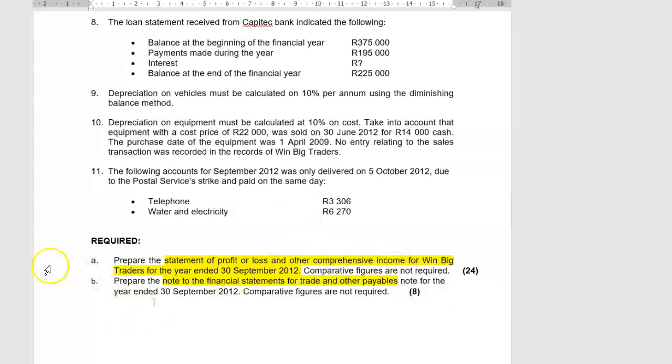So again, on your template, where you've already written down your template for trade and other payables, there it's advisable to say income received in advance, 20,000. And then you won't forget about that. Good.